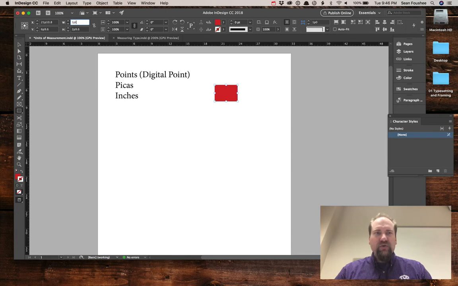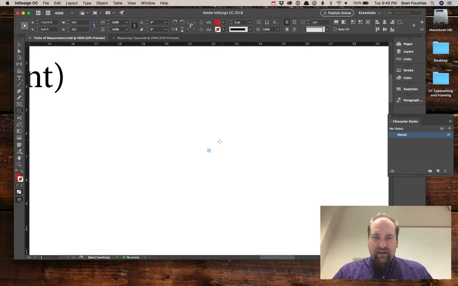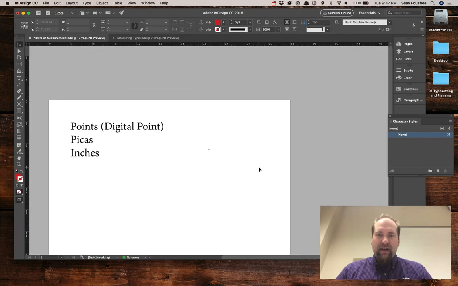So I'm going to change it to 1 point, or 1 PT, which is the abbreviation for point, by 1 point. So you can see now this itty bitty little speck is actually 1 by 1 point. See how small that is? If I back out, there it is, that little red dot right there. That is a point. That's it. So a point is the smallest unit of measurement.